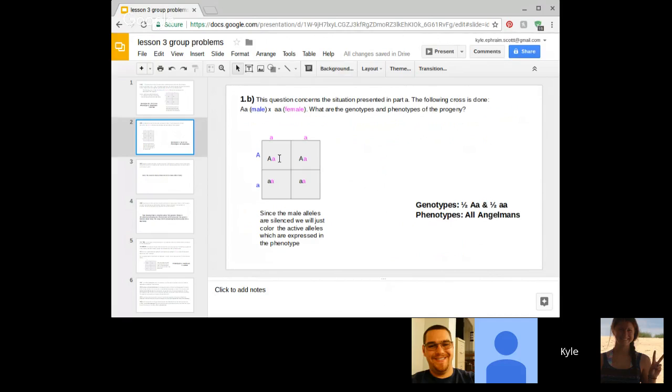Then for part B, it wants to know if there's a cross being done between a heterozygous male and a recessive female, what are the genotypes and phenotypes of the progeny. So for this one, I did the same thing with the color coding, and it ends up that they're going to be all Angelman's, but the genotype is going to be half and half.